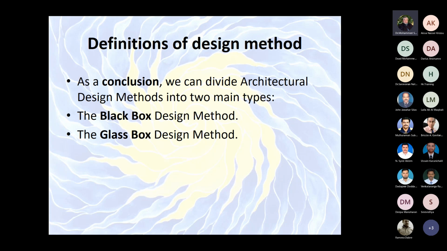So, as a conclusion, we can divide architectural design methods into two main types. The first one, the black box design method. The second one, the glass box design method. And now we can explain in detail what we mean by black box and what we mean by glass box.